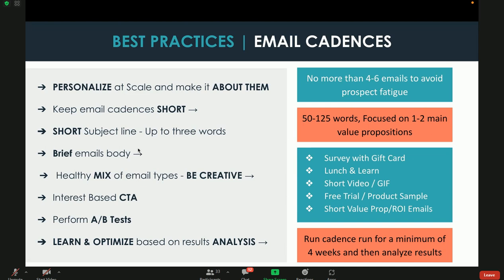Short videos and GIFs we talked about. That's definitely something that has been successful. Any of the people here in the crowd today that have a free trial or a product sample, that's definitely something we have seen very, very good success with in RightBound campaigns in general, in outbound campaigns. It just provides an opportunity for that person to actually see something visually, to get an actual hands-on experience with your product.